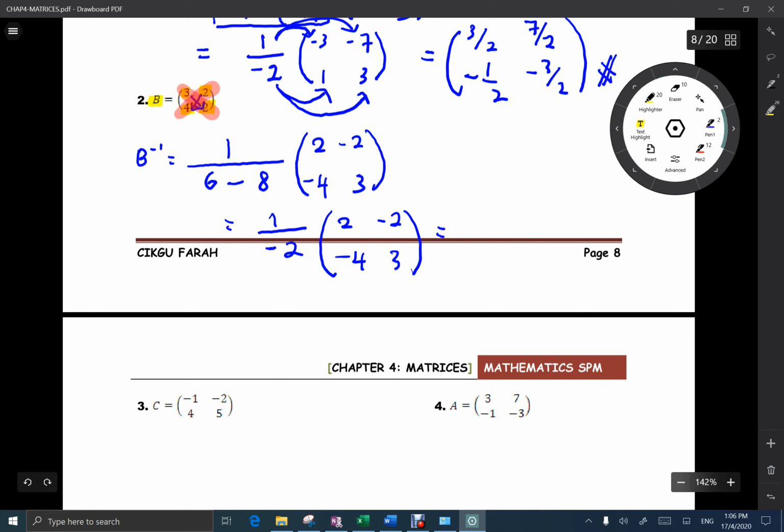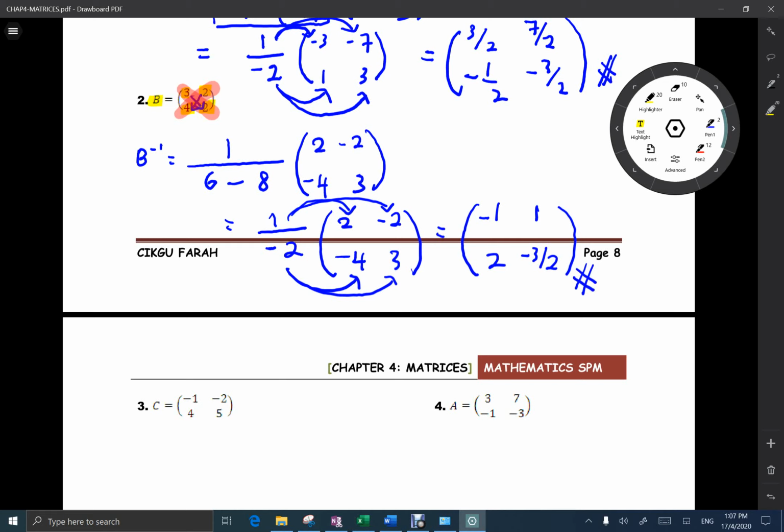Okay, so the last part, you just solve it. Negative 1 over 2 times 2 is negative 1. Negative 1 times negative 2, it will be 1. Here, negative 1 times negative 4, it's 2. Negative 1 times 3 is negative 3 over 2. Okay, so this is how you find the inverse matrix.